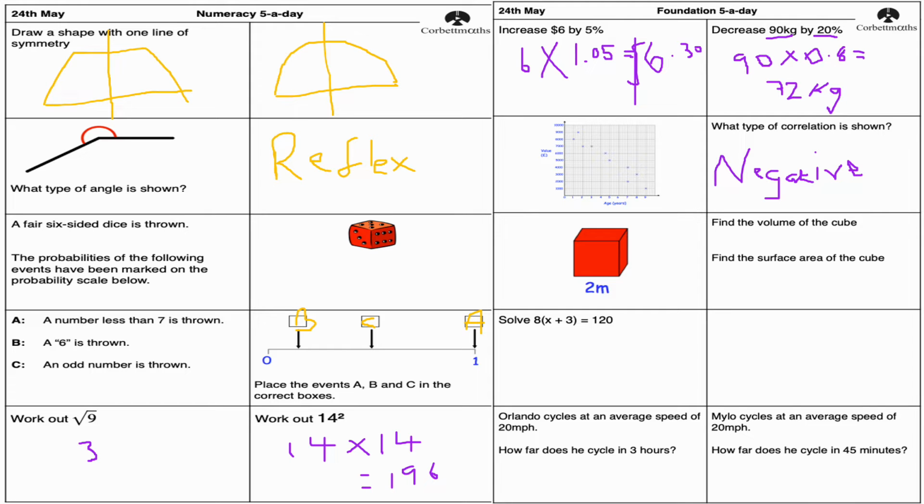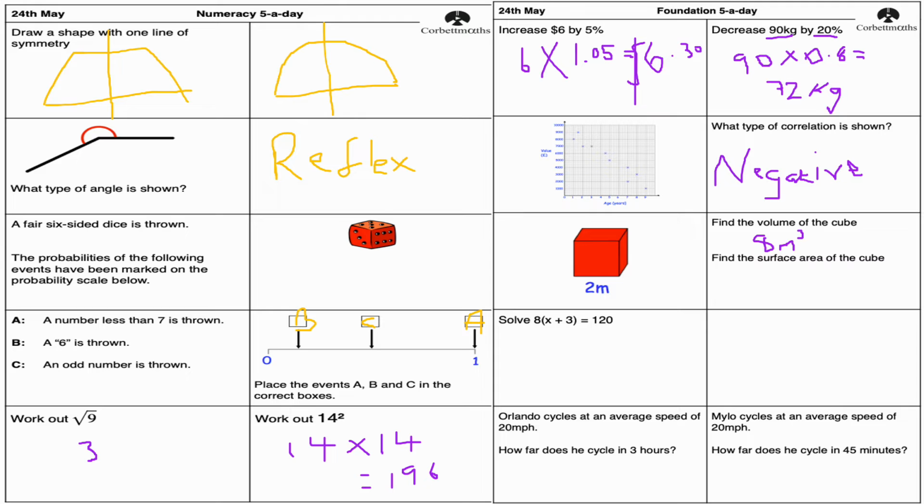Next question, I've got a cube. Find the volume of the cube. Well, it's 2 times 2 times 2, which is going to be 8. So it's 8 meters cubed, guys, okay? 2 times 2 times 2. So it's length times width times height for the volume of a cube, okay?